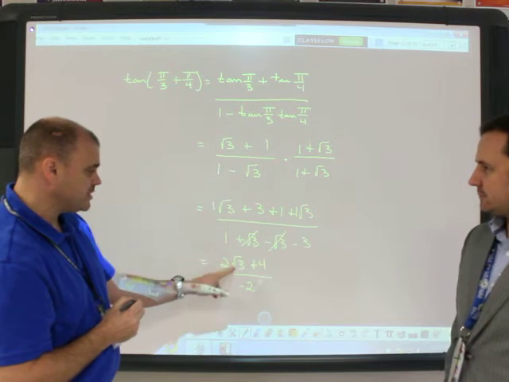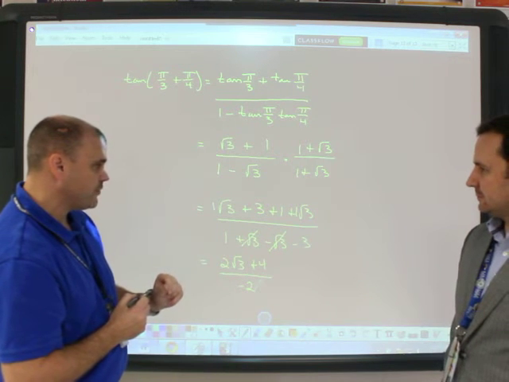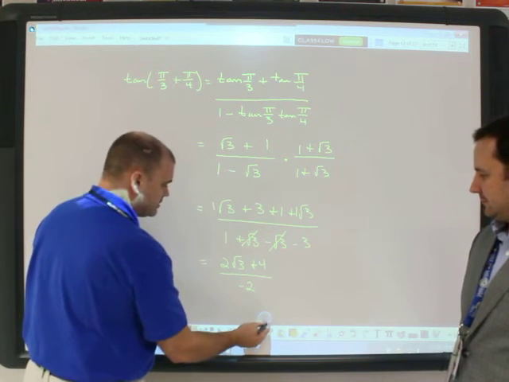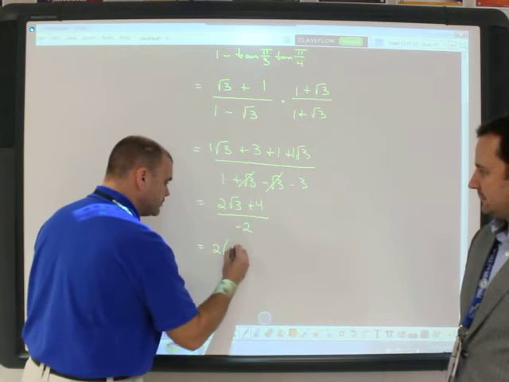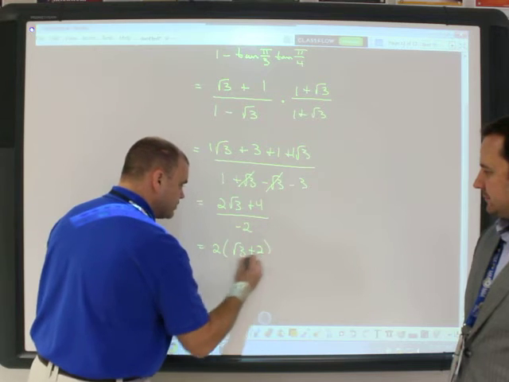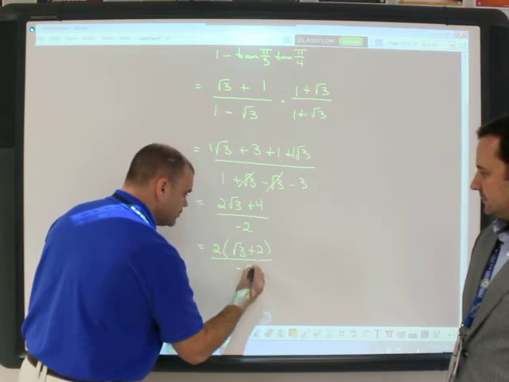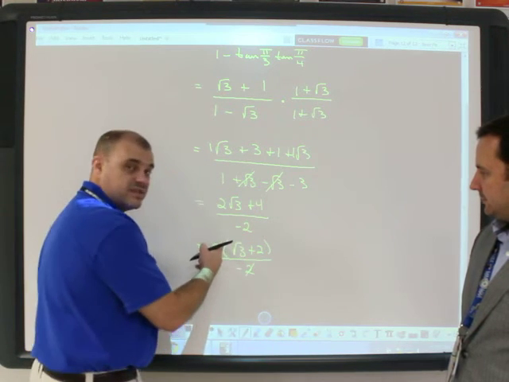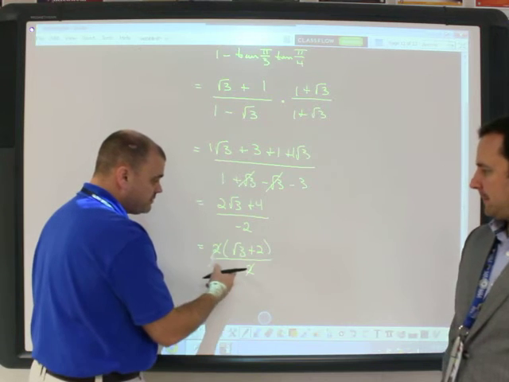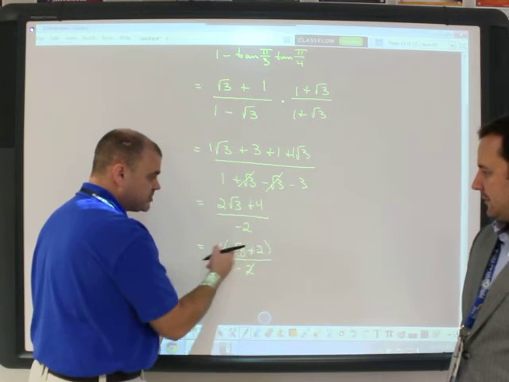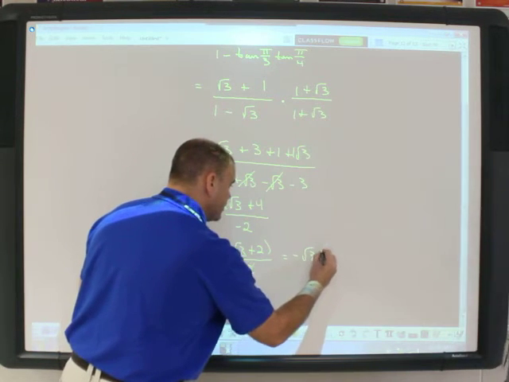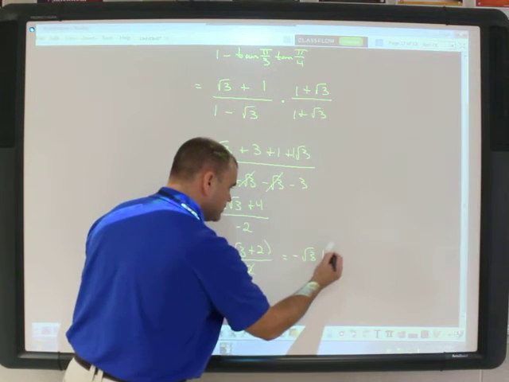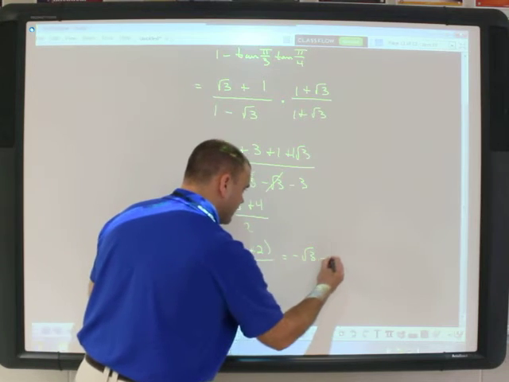And we could actually simplify this further, Mr. Simmons, if we did this. If we factored a 2 out of the top, square root of 3 plus 2, over negative 2, the 2's would cancel, and I'm going to move this negative up, but when I'm dividing both by negatives, it means I've got to change these two signs. Right. So that's going to be negative the square root of 3 minus 2.